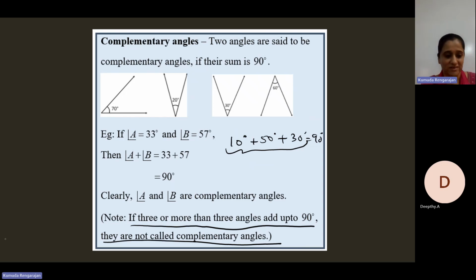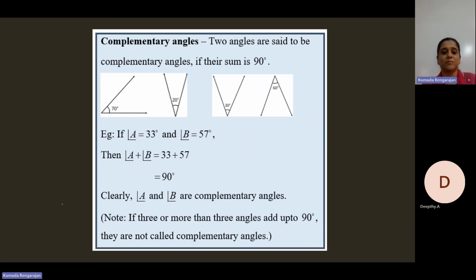No, they're not complementary angles. So see, supposing you have two angles, 90 degrees and 0 degrees. 0 degrees is a zero angle. The zero angle measures 0 degrees and the other is 90 degrees. The sum of these two angles is 90. So these two angles are complementary. 0 degrees is the complement of 90 degrees. 90 degrees is the complement of 0 degrees.